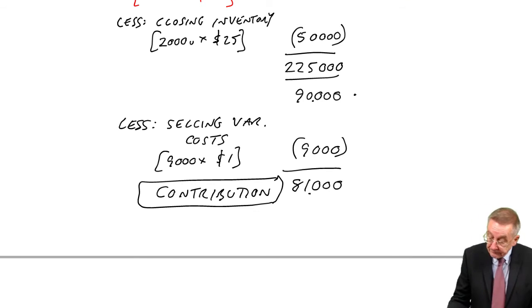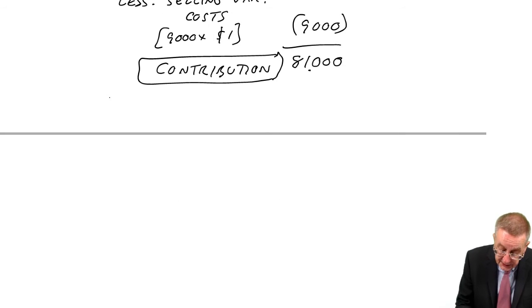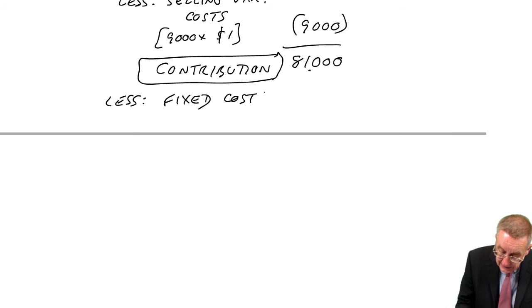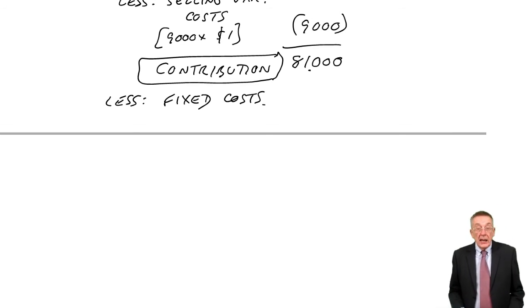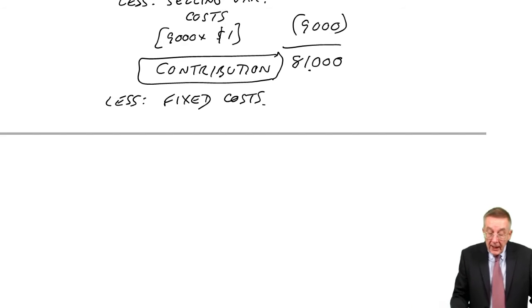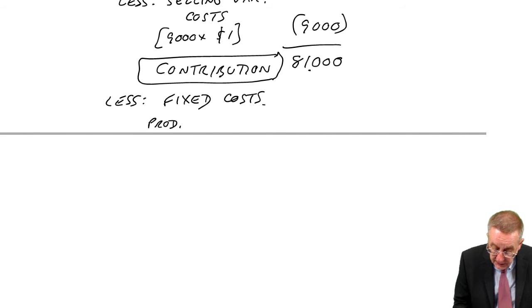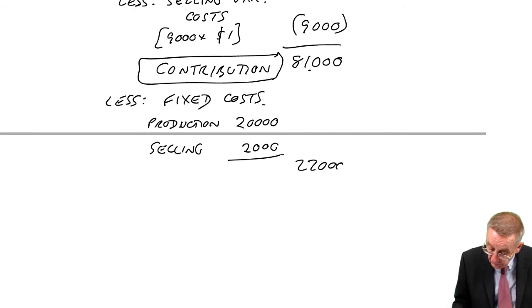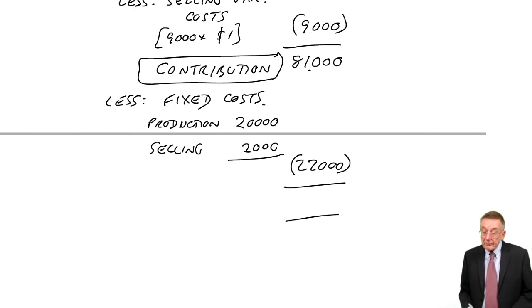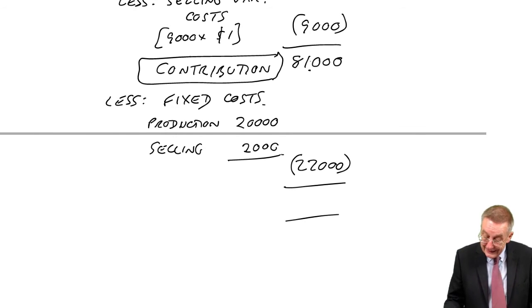Having got the 81, all that remains is to subtract the fixed costs. And what were they? Again, none of this absorbing and changing. We were budgeting on production fixed costs of 20,000, selling fixed costs of 2,000. And therefore, the final profit, 59,000.